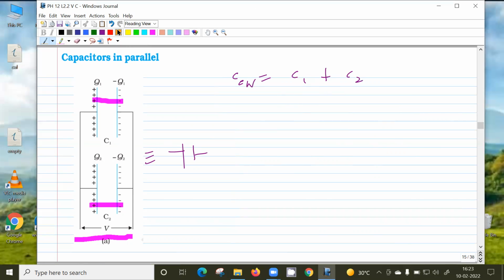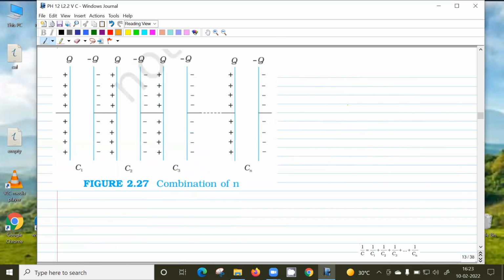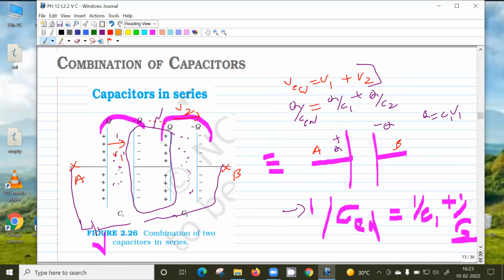You have to see what will add. C equivalent will have a charge Q and then minus Q here, and this Q will be Q1 plus Q2. So what will add are the charges: Q equal to Q1 plus Q2, and Q is C into V. So C equivalent into V equals C1 V plus C2 V. From this you get C equal to C1 plus C2. So in the case of parallel combination, the individual charges add to give the total charge, and in the case of series combination, the voltages add to give the total voltage.